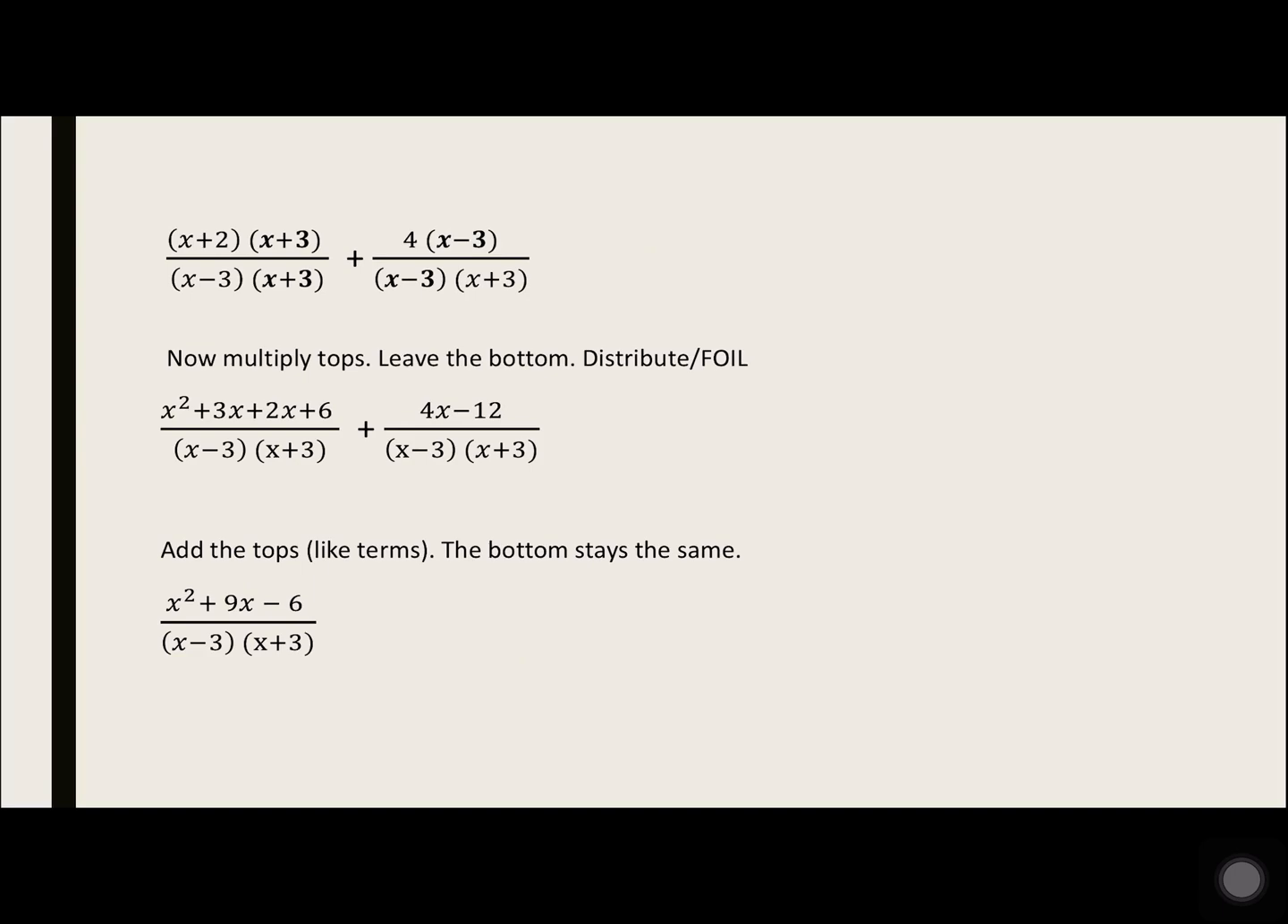Now we're going to add the tops, like terms. The bottom stays the same. So x squared is the only x squared. 3x plus 2x is 5x, plus 4x is 9x. 6 plus negative 12 is negative 6. The denominator stays the same.